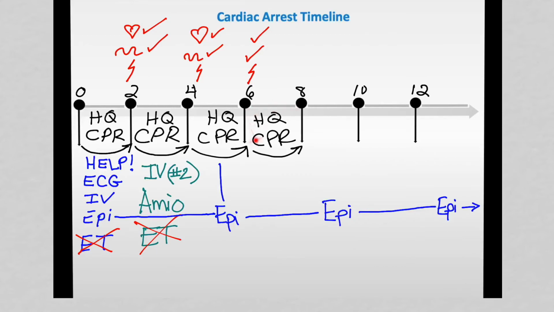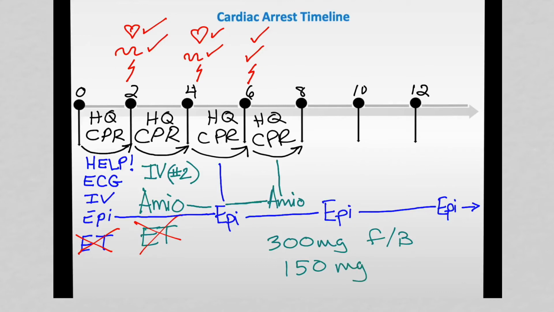So what can we reasonably accomplish in this 2 minute window? Well, let's stick with the medications for a moment. Let's get back to that amiodarone. Amiodarone is indicated now in this 2 minute window. It is administered with the initial dose at 300 milligrams, followed by 150 milligrams, but only one time. We actually run out of amiodarone after 2 doses. So the epinephrine continues all the way through, but the amiodarone ends right here.